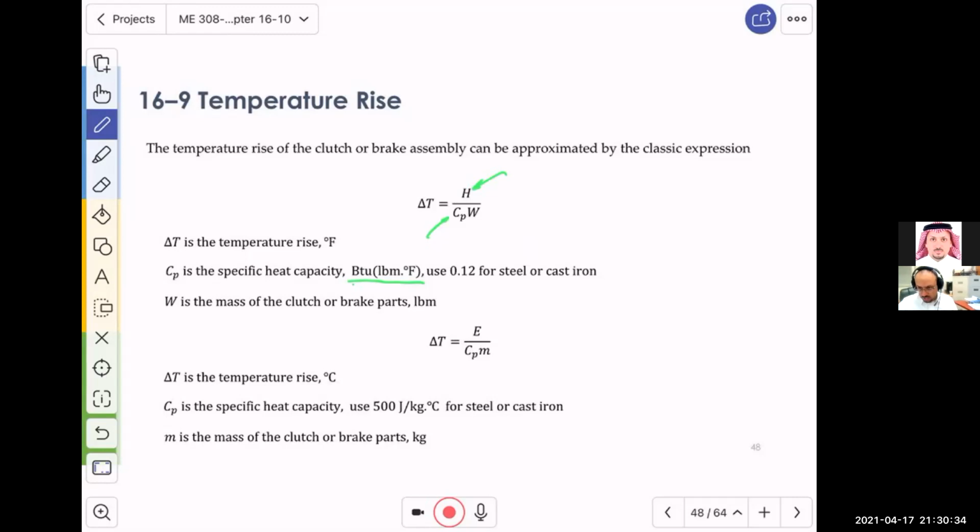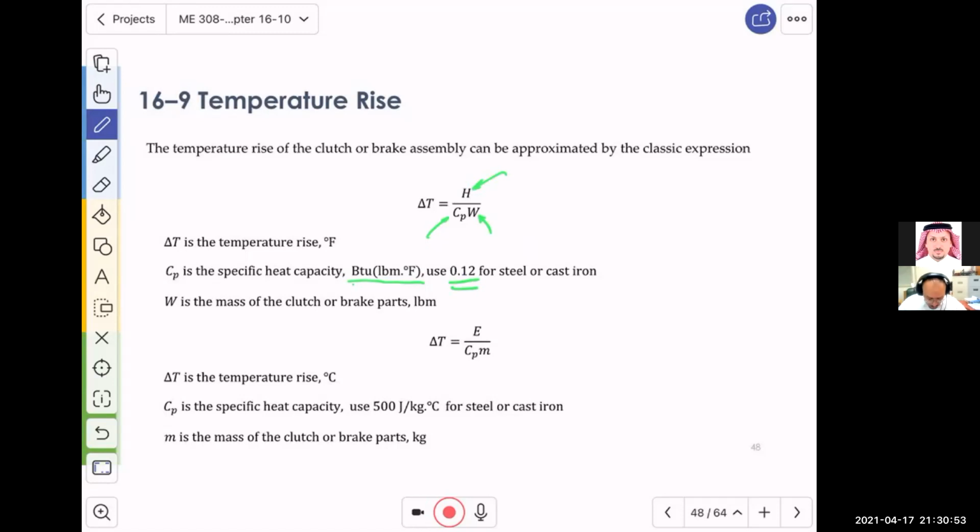And it says here that we can use 0.12 for steel or cast iron. Of course, this is Cp, and then we have W. W is the mass of the clutch or the part. So if it is a mass, then it is pound mass.